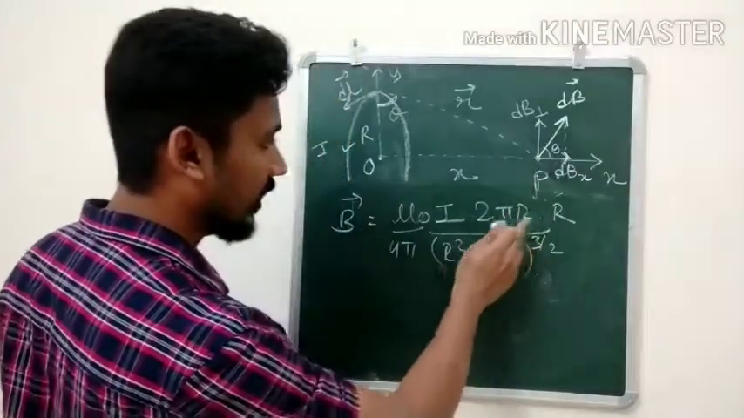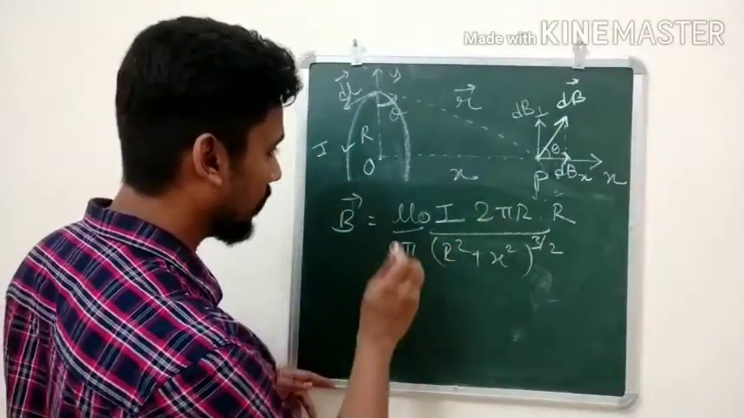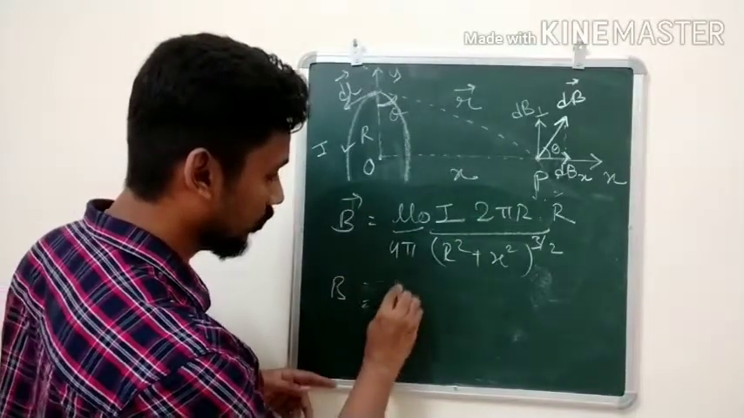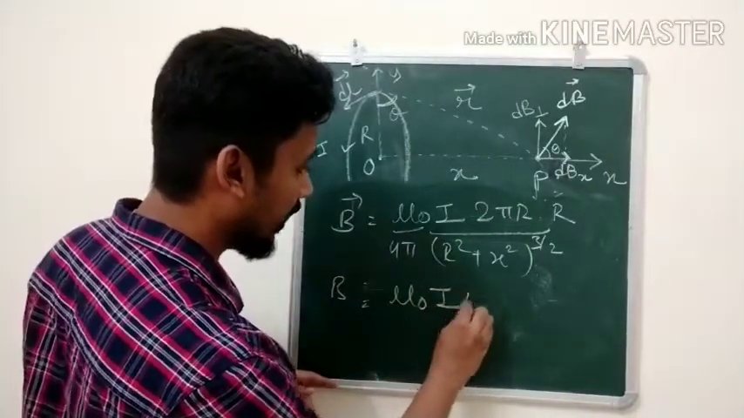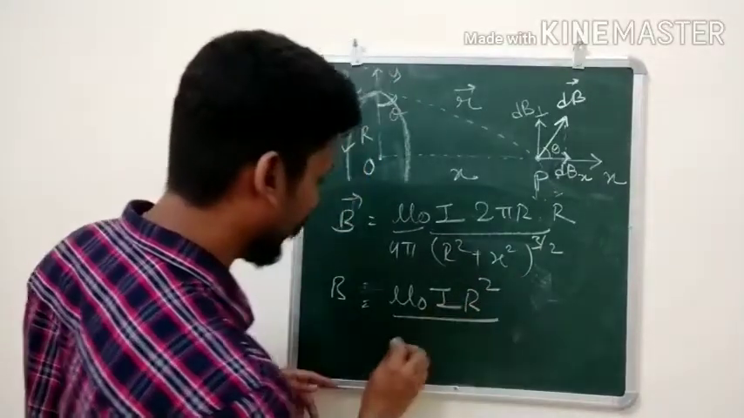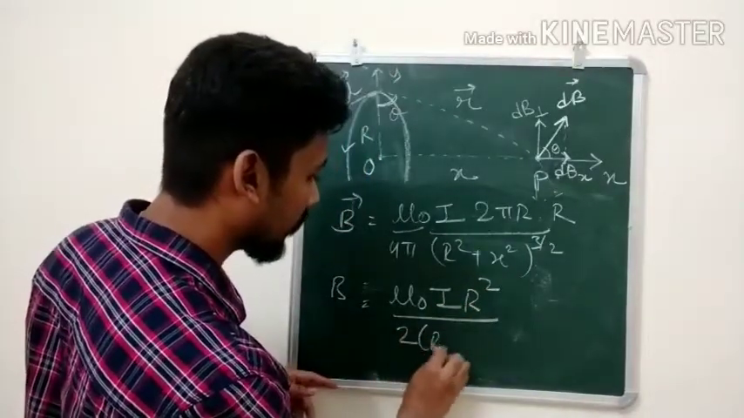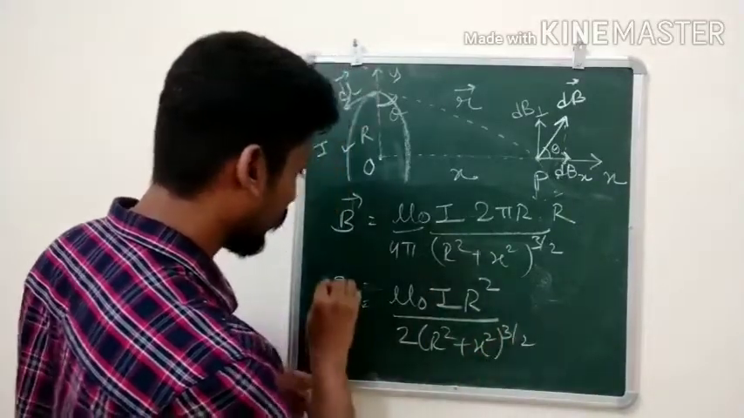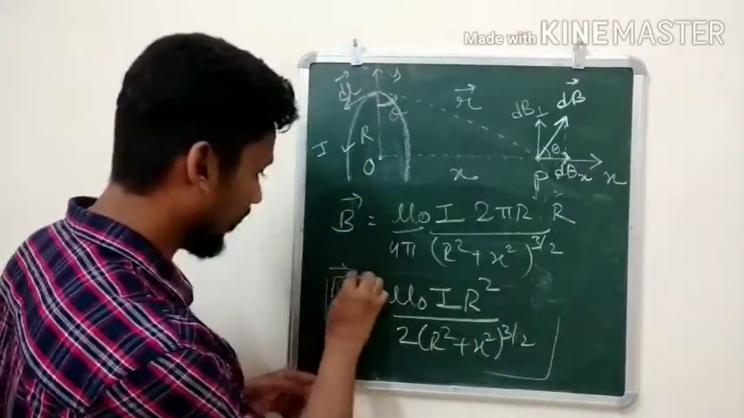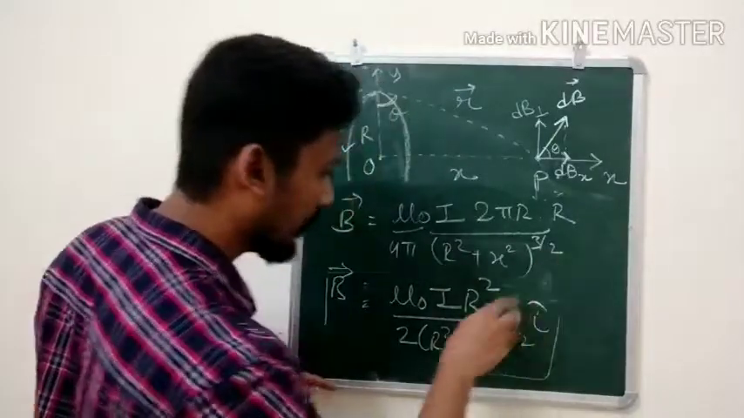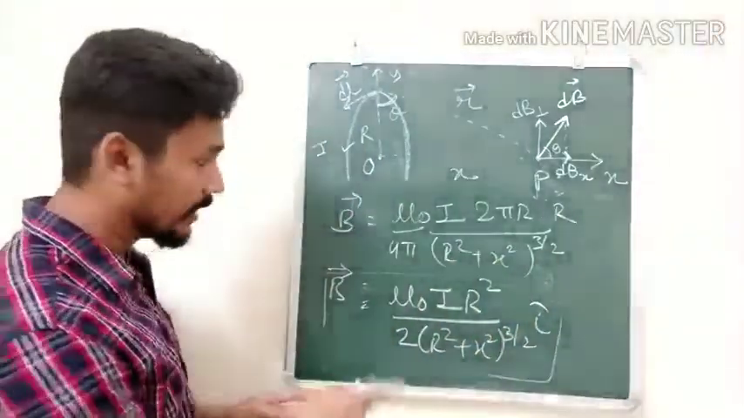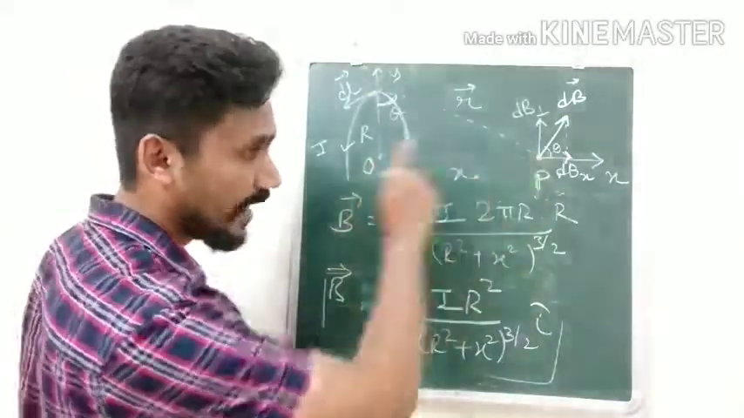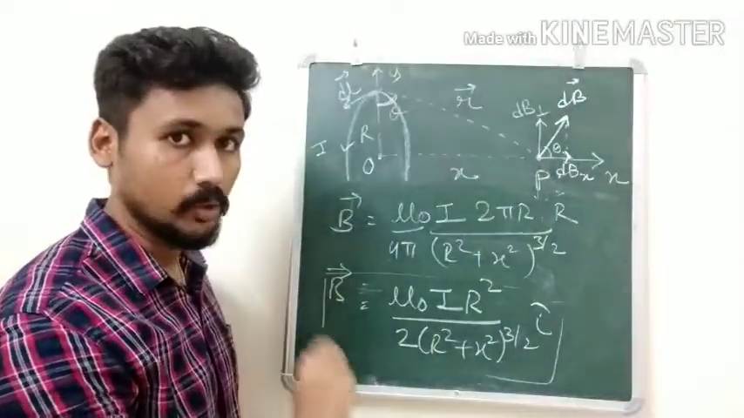R into R gives R square, this 2π and 4π get cancelled, and finally we get the magnetic field equal to μ0 I R square upon 2 (R square plus x square) to the power 3 by 2. This is the required equation. The direction will be along i cap. So using Biot-Savart's law, this is the magnetic field we get on the axis of a circular current loop.